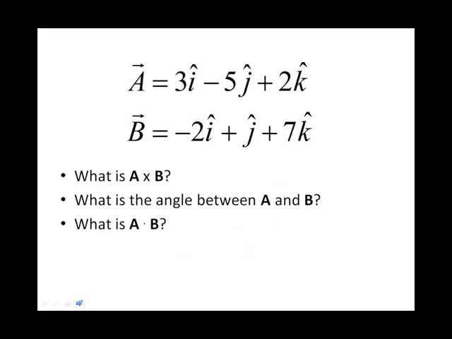Okay, here's another example. In this case now I have two three-dimensional vectors. So I want A cross B, and again I'm going to write this out in its determinant format. So I, J, K is always the top row. And then A, the first vector, is always the second row. And that's 3, minus 5, 2. And B is always the third row. So that's minus 2, 1, 7.